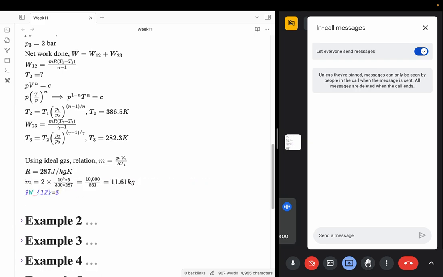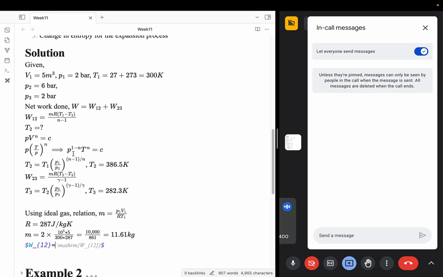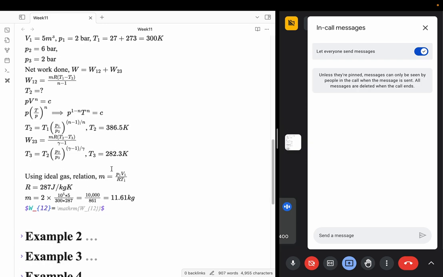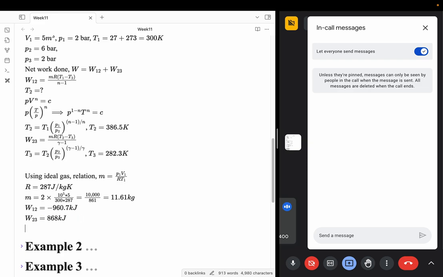So I have the mass and temperature, so I can directly substitute. I'm leaving the calculation to you. T1 is less than T2, so the work done will be negative. So that is minus 0.7 kilojoule. Similarly, you can calculate for process 2 to 3. Here T2 is greater than T3, so this will be positive work. So that is 858 kilojoule. So once I have 1 to 2 and 2 to 3, I can calculate the net work done. So this is a straightforward work done calculation.